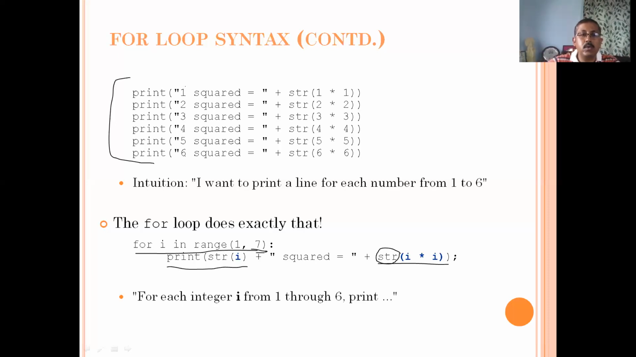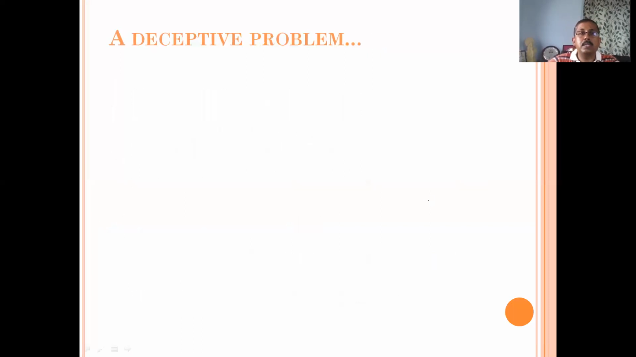So this is how you can replace this set of six statements by just two statements in the for loop. That's it. Okay, this is very simple, isn't it? So now let's look at a little deceptive problem. Okay, and where you have to actually use your mind a bit, right?